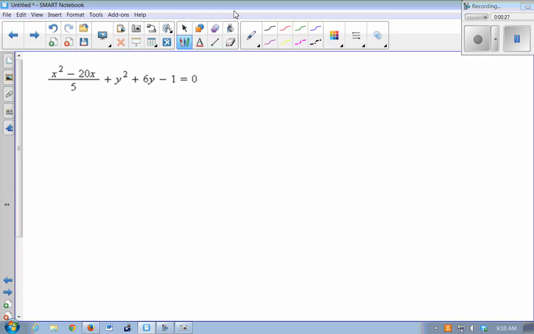All right, so I think I'm just going to multiply every term on both sides of this equation by 5. I really dislike the fraction, right? So I'm just going to multiply everything by 5, so I end up with x squared minus 20x plus 5y squared plus 30y minus 5 equals still 0, right? Because 0 times 5 is still 0. So I just multiplied everything through by 5 to get rid of the fraction.